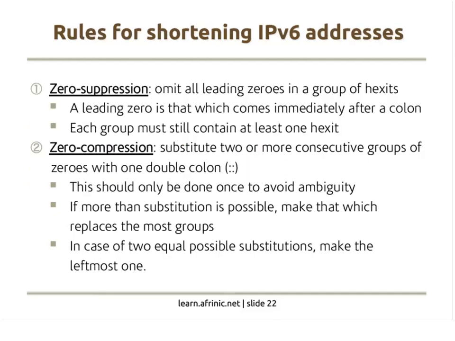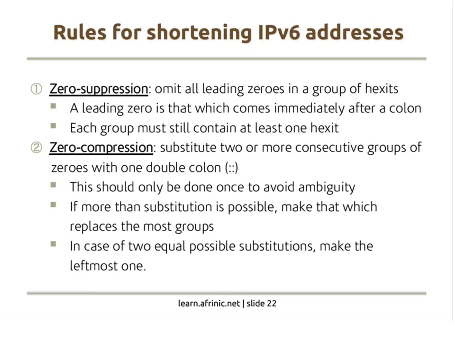There are rules for shortening the representation of the IPv6 address. You can do what is called zero suppression, omitting all the leading zeros in a group of hexits, or you can do zero compression, where you substitute 2 or more consecutive groups of zeros with a double colon. The key thing to note is this should only be done once to avoid ambiguity. If more than one substitution is possible, make the one which replaces the most groups. In case of 2 equal possible substitutions, make the leftmost one.